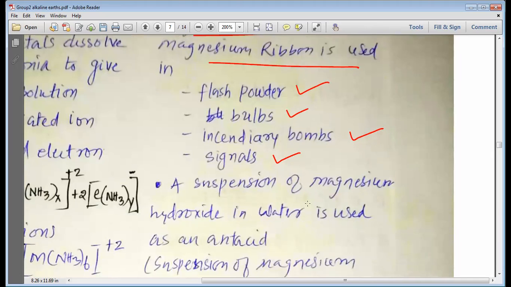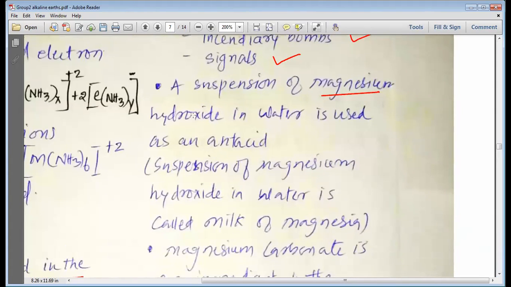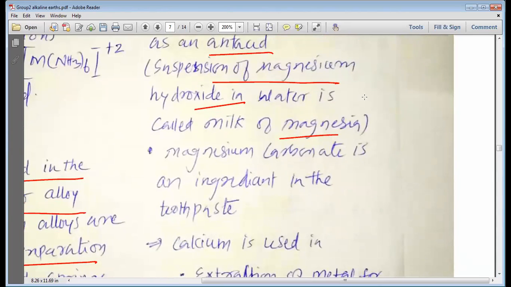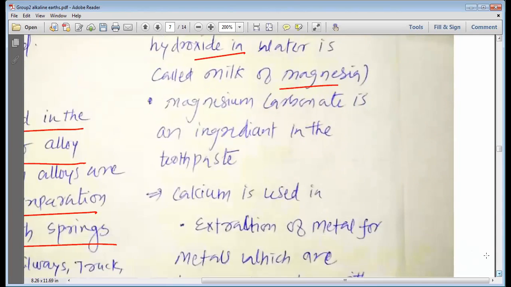A suspension of magnesium hydroxide in water is used as an antacid, which is known as milk of magnesia. So this milk of magnesia, being basic in nature, reduces the acidity that has been produced in the stomach, and that is why milk of magnesia is used as an antacid.